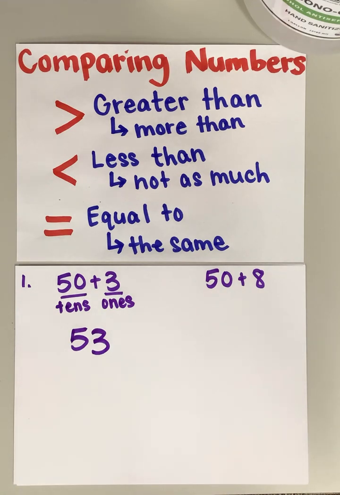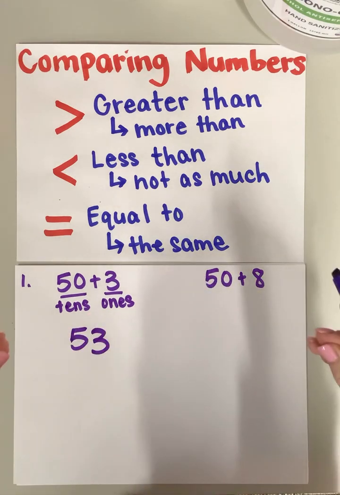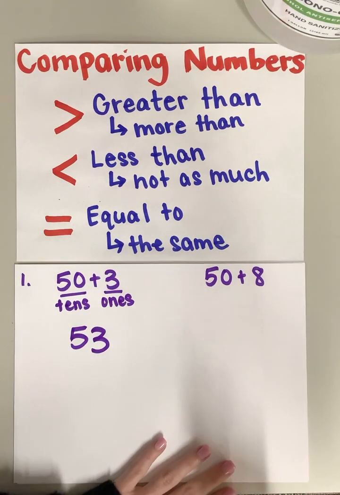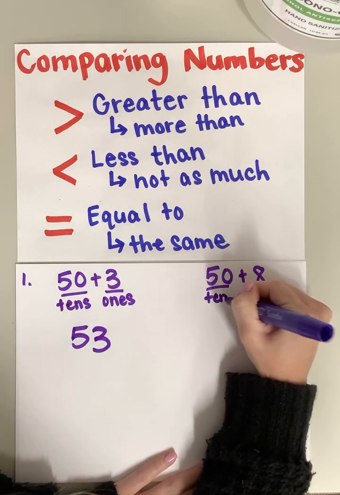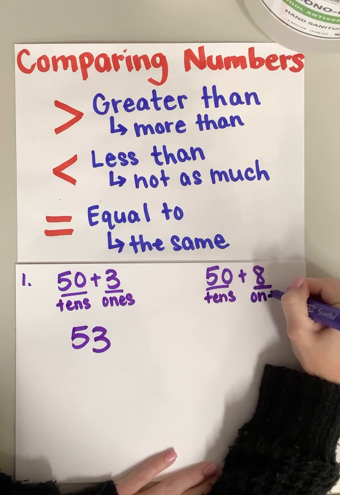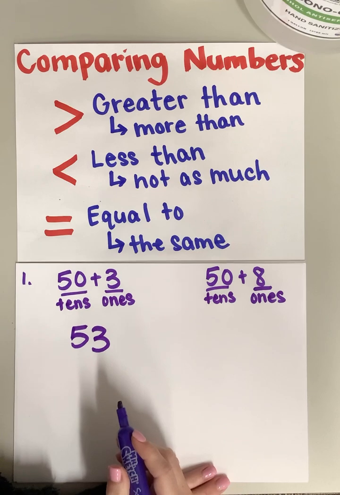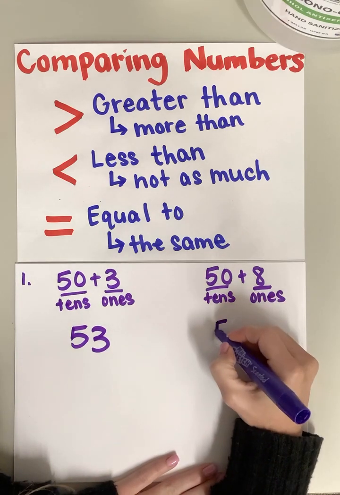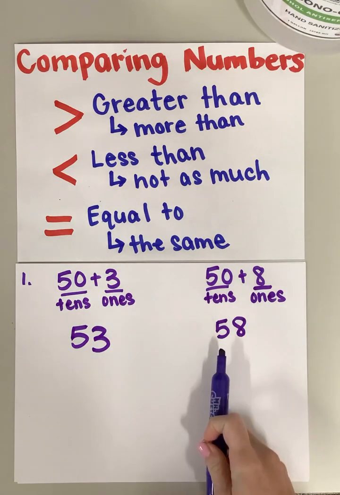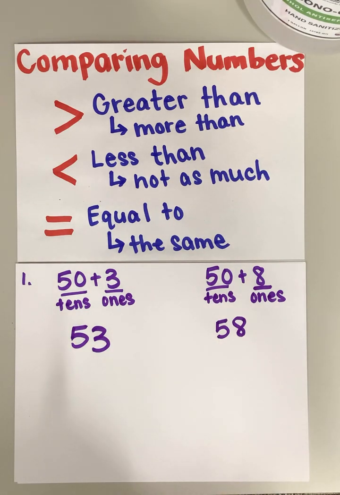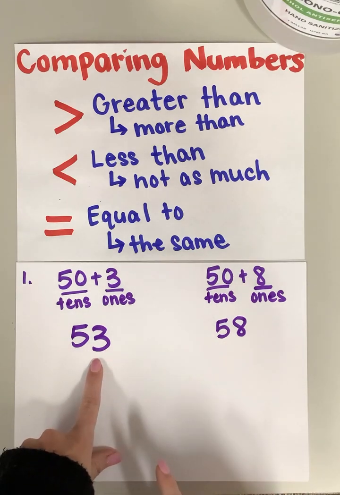Let's figure out the number for this expanded form representation. We're doing the same thing that we just did here. I know that this is my tens place and this is my ones. I'm adding together 50 plus 8, or I can bring down the 5 in the tens place and the 8 in the ones place. 58. So my two numbers that I'm comparing here in this problem are 53 and 58.